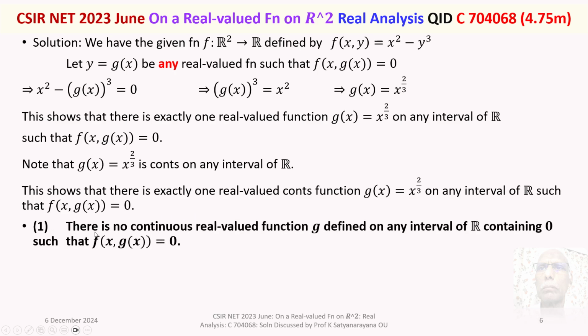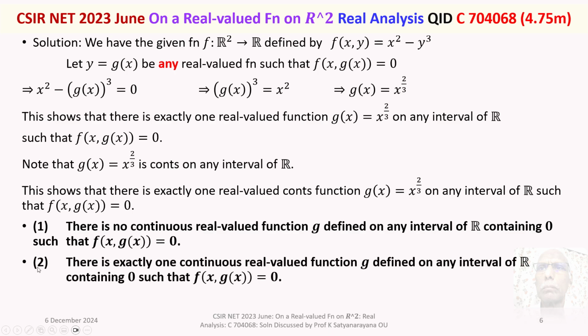Option 1 says there is no continuous real valued function g defined on any interval of R containing 0 such that f of x comma g of x is equal to 0. So there is exactly one real valued function, we have already seen, on any interval of R. So it is true on any interval of R containing 0 also. So option 1 says there is no continuous function, but we have exactly one continuous function. Therefore, option 1 is not true.